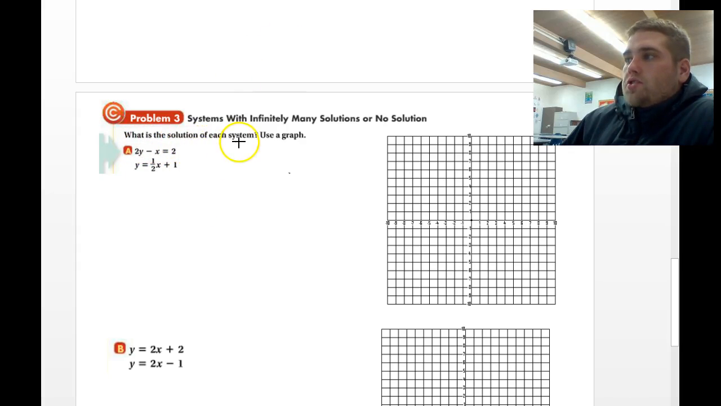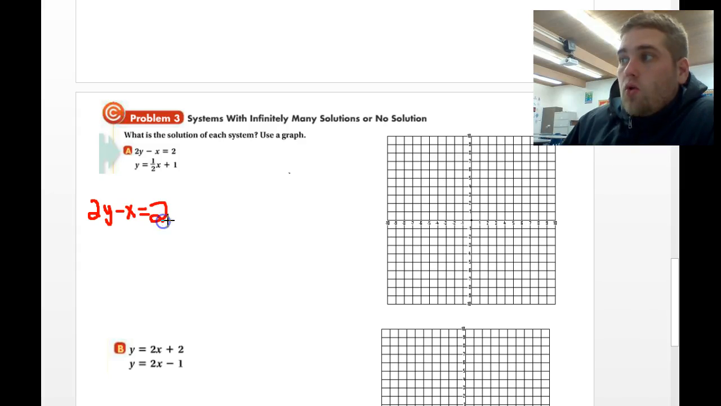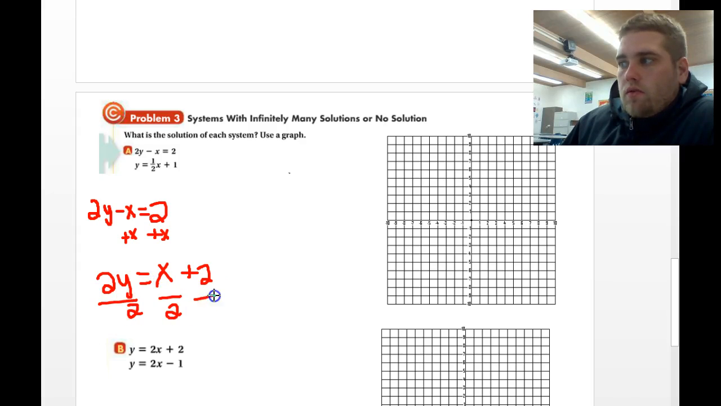Okay, finally, what is the solution of each system? Well, notice this is where we need to be aware. My first one says 2y minus x equals 2. Well, that's not in the right form. So we need to add x. So I have 2y equals x plus 2. Divide by 2, divide by 2, divide by 2. So y equals 1/2 x plus 1.